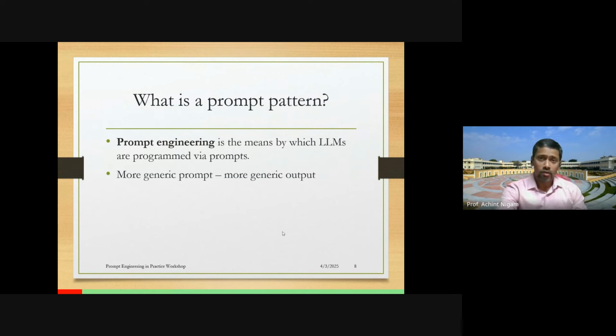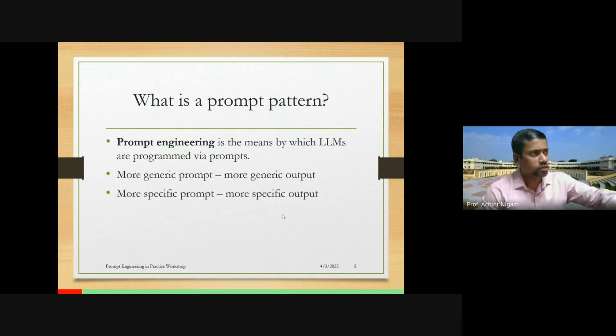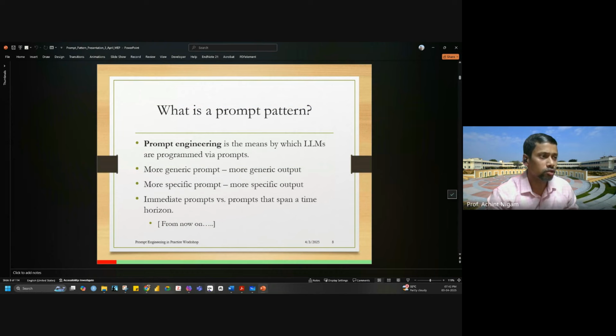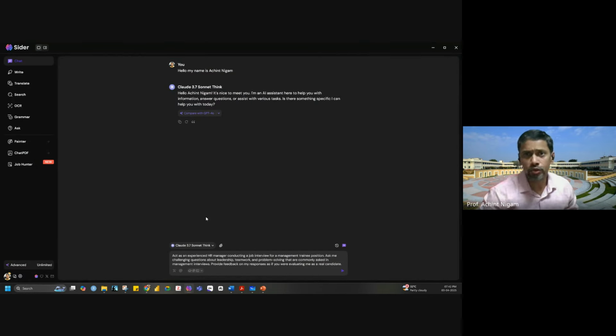So what I want you to do right now, let us go back. Here our hands-on starts. I am going to my prompt. Let me show you what is going to happen: the more generic the prompt, the more generic the output. The second point will say, the more specific the prompt, the more specific the output. The exercise I'm going to show you is in my GPT, and I'm using Claude. I also want you to use whichever tool you are using right now.